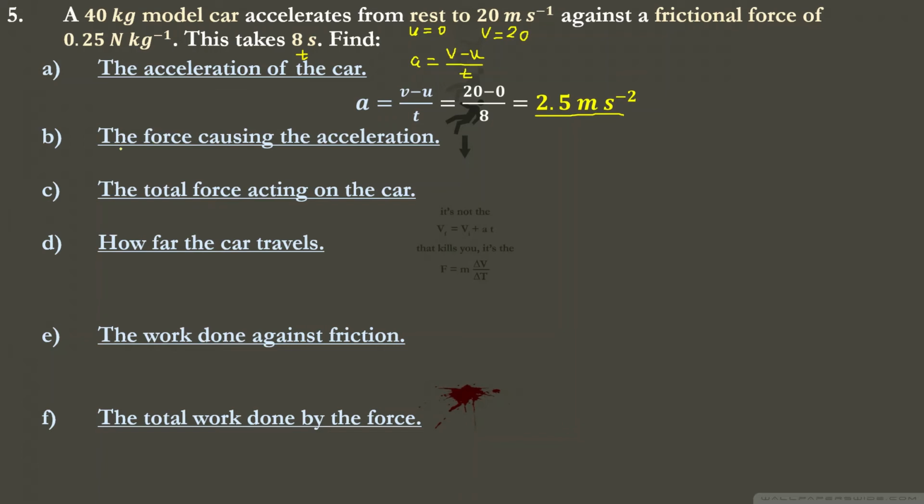Question B, it says what's the force causing the acceleration? So this is the acceleration we have here. We know from Newton's second law, force is equal to mass times acceleration.